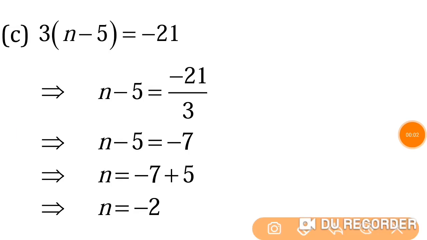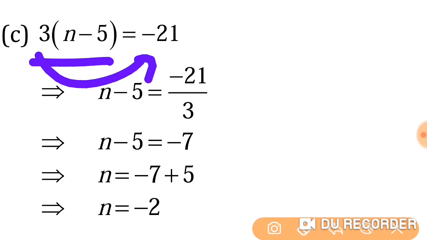One more example. Here 3 into n minus 5 is equal to minus 21. So 3 into n minus 5 means there is a multiplication between the 3 and n minus 5. So two methods are there. We can transfer the 3 first to that side. So it becomes minus 21 by 3, which is minus 7.